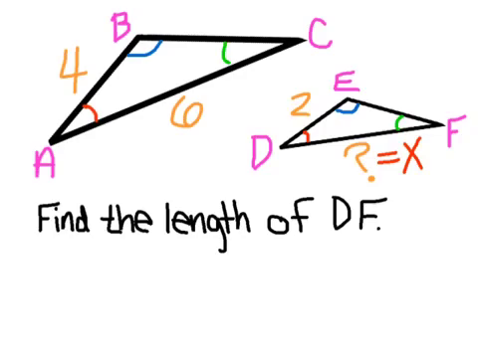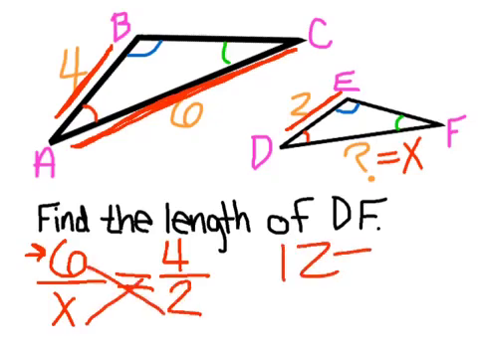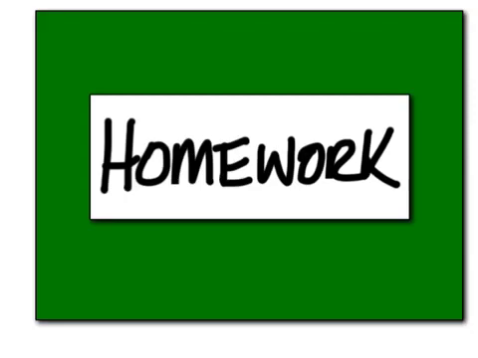Okay, for the practice problem, we want to find the length of DF. To find the length of DF, we're going to need to find the corresponding side of DF. Our corresponding side is going to be AC. So we have 6 over DF, which is X, and that's equal to, since we started with 6, we're going to have to start with our bigger triangle on top for the right side as well, so that's going to be 4 over the corresponding side 2. We cross multiply, we get 12 is equal to 4x, so our x is equal to 3.